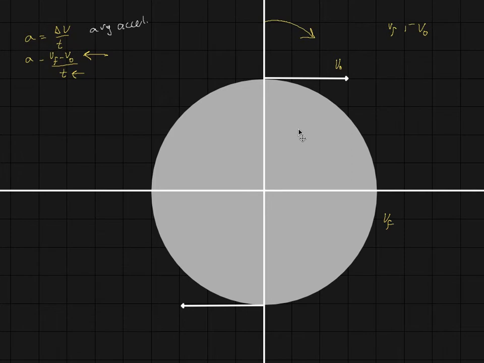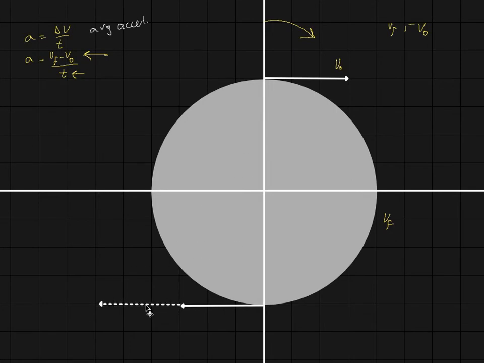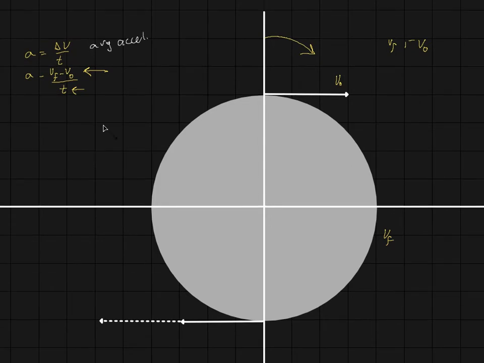Okay, now we're going to do the same thing. We're going to do v final minus v initial. And so here we have v final minus v initial, which is going to be this vector diagram. Once again, we're going to go from here to there, and we add them up head to tail, and the acceleration vector is going to be the resultant of this subtraction, or this addition if you want to think of it as addition. And so the resultant is going to be from where we started to where we ended.